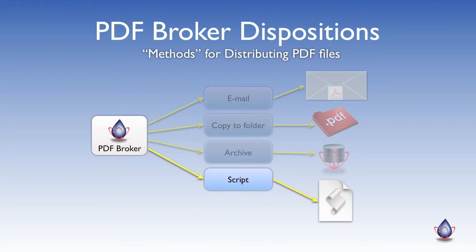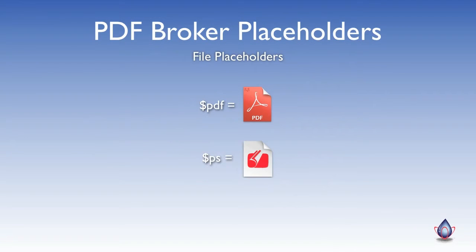When using a post-processing script, placeholders are used to refer to information provided by the broker. Placeholders are essentially predefined variable names that are created automatically by PDF Broker for use in router definitions and that can be passed to post-processing scripts. For example, the PDF file created by the broker can be referred to as $PDF in a router definition, and the $PS placeholder refers to the PostScript input file.